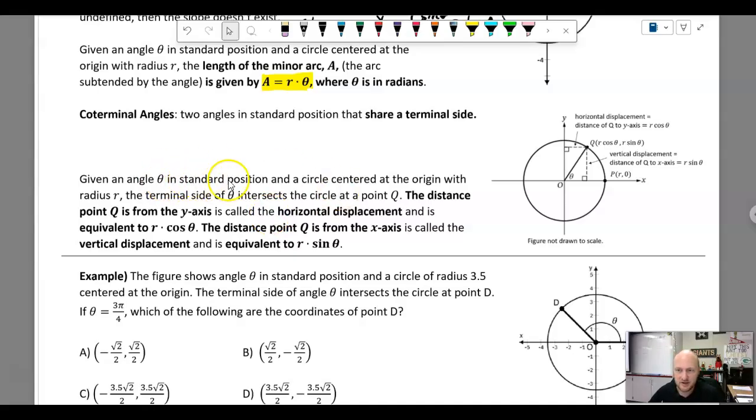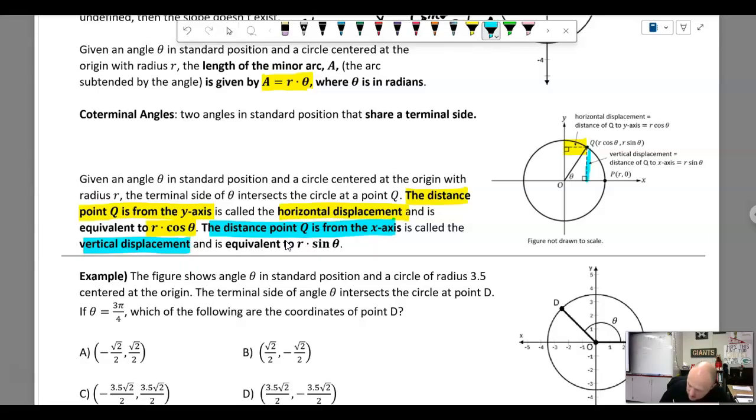Given an angle theta in standard position and a circle centered at the origin with radius r, the terminal side of theta intersects the circle at a point Q. The distance point Q is from the y-axis is called horizontal displacement. That's this direction here. Okay, so horizontal is left, right. So think about distance from the left and from the right. And so that is just going to be whatever your x coordinate is, r cosine theta. That's horizontal displacement. The distance point Q is from the x-axis is called vertical displacement.